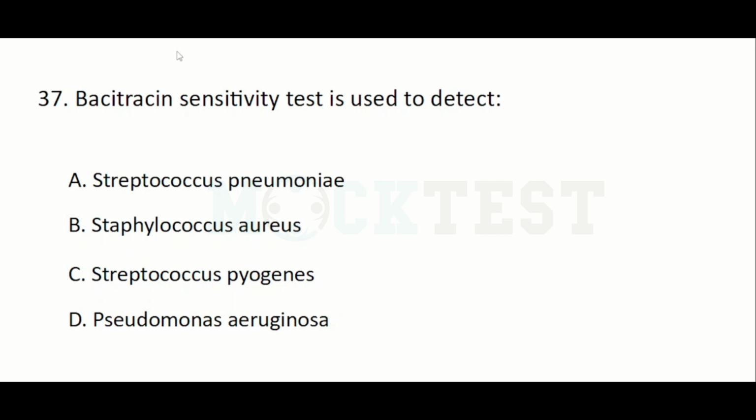Bacitracin sensitivity test is used to detect: option A, Streptococcus pneumoniae. Option B, Staphylococcus aureus. Option C, Streptococcus pyogenes. Option D, Pseudomonas aeruginosa. Option C, Streptococcus pyogenes. Bacitracin sensitivity test is used to detect Streptococcus pyogenes.